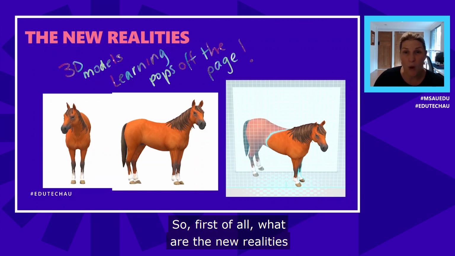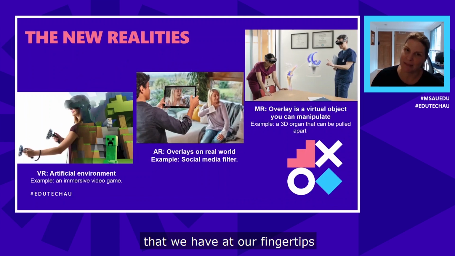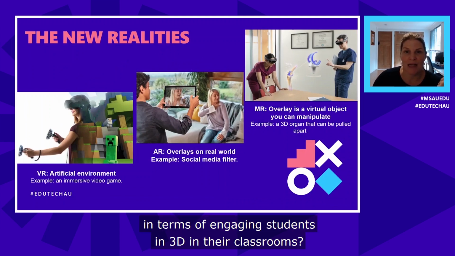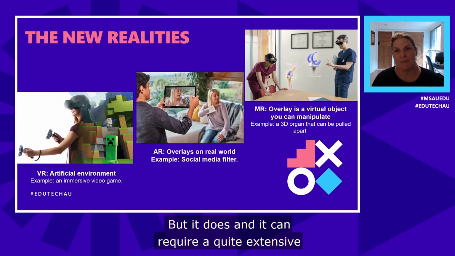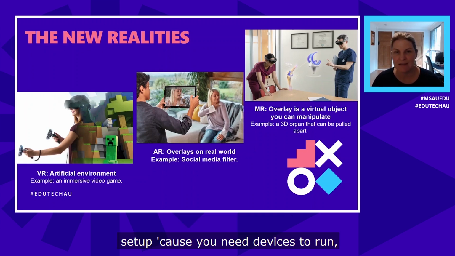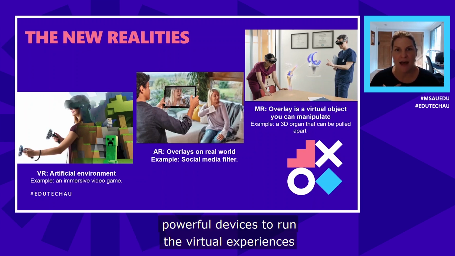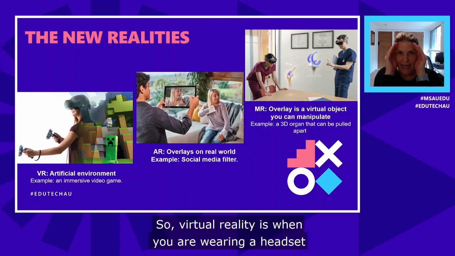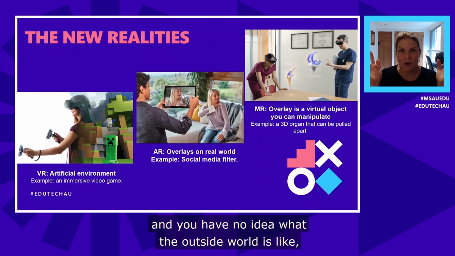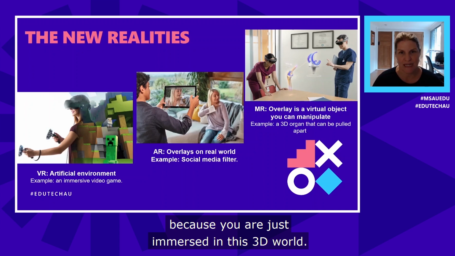So first of all, what are the new realities that we have at our fingertips for engaging students in 3D in their classrooms? The first one is obviously virtual reality. Virtual reality is really popular, but it can require quite an extensive setup because you need powerful devices to run the virtual experiences, and you may need headsets and hand tools to help students navigate the world they are immersed in. Virtual reality is when you are wearing a headset and you have no idea what the outside world is like because you are just immersed in this 3D world.